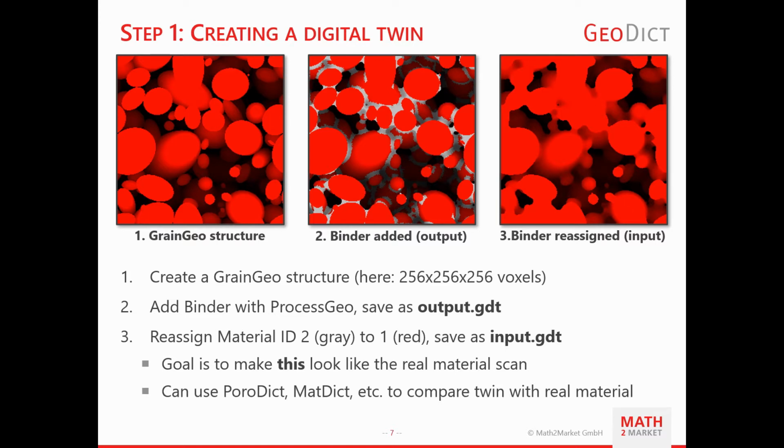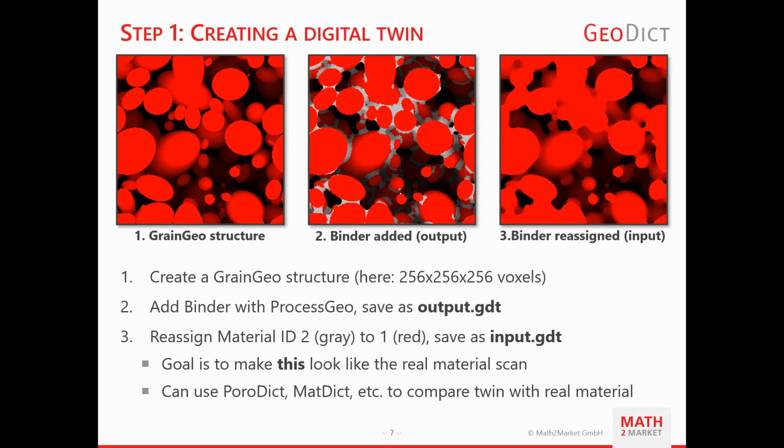Now, in order to generate our training data set, we save the second image as output.gdt. Then we reassign the binder material to red. So basically we anonymize the binder so that it's not distinguishable from the grain phase anymore. And we save the resulting image 3 as input.gdt.